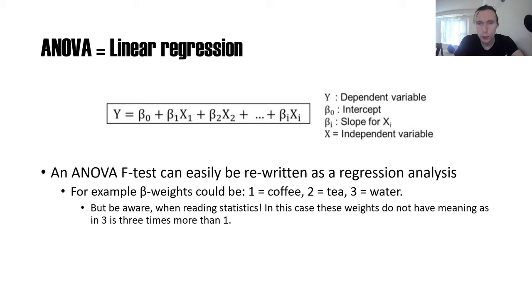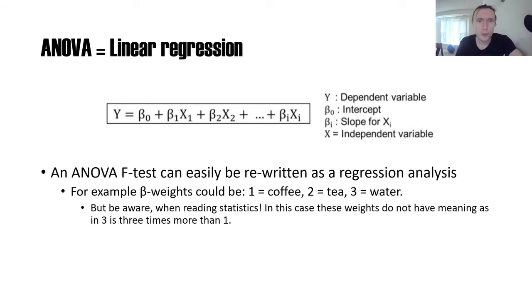What you would have to do, though, is give numbers to your different conditions. For example, you would call the coffee drinkers group 1, tea drinkers group 2, and water drinkers group 3. Of course, those numbers wouldn't have the meaning that numbers typically have, right? Usually 2 is 2 times larger than 1, and 3 is 3 times larger than 1, and 1.5 times larger than 2. That is not the case here, because those numbers wouldn't have that meaning, but you can still rewrite it as a linear regression.